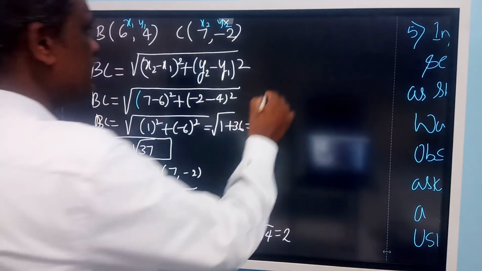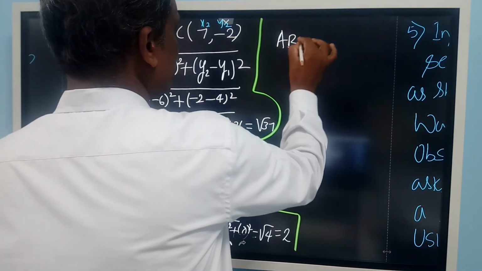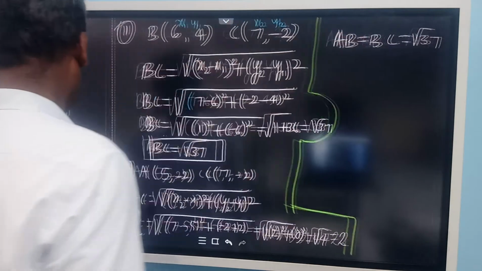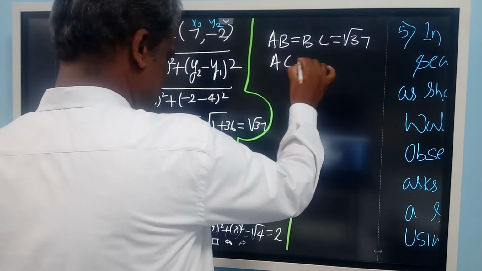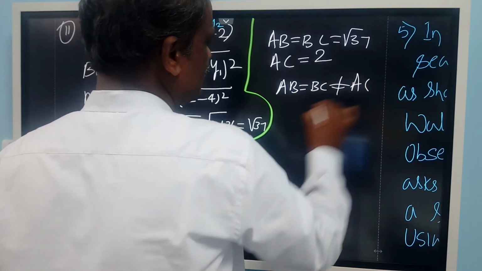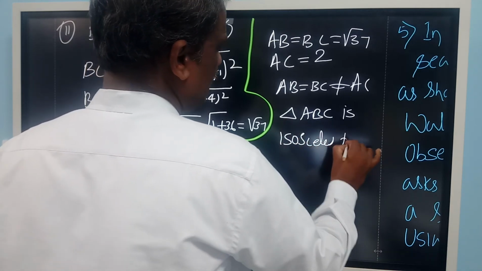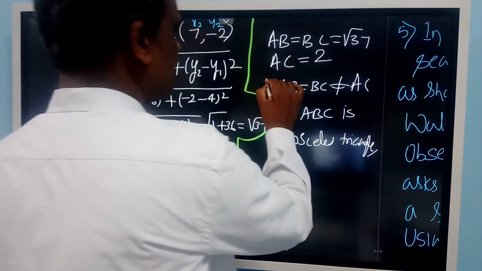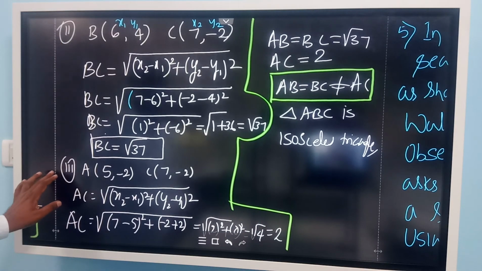Look at this. Here we have the conclusion, you can write like this. So you got AB and BC, both are equal to root 37, isn't it? AB is equal to BC is equal to root 37. But AC is equal to 2 units. So here AB is equal to BC but not equal to AC. Therefore triangle ABC is isosceles. Isosceles triangle. So you need to find out all the 3 sides. So to declare this relation, AB is equal to BC and not equal to AC, therefore ABC is an isosceles triangle.